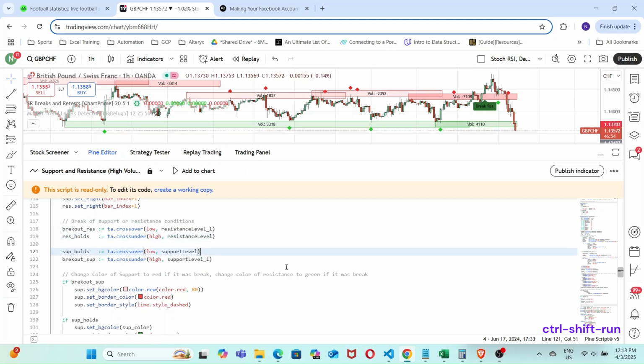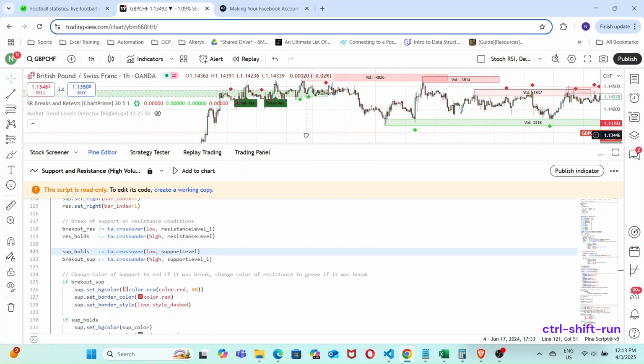Sup_holds is true when the low price crosses above the lower boundary of the support box, support_level. This suggests that the support level is holding. And breakout_sup is true when the high price crosses above the upper boundary of the support box, support_level_1. This signifies a potential breakout of support.